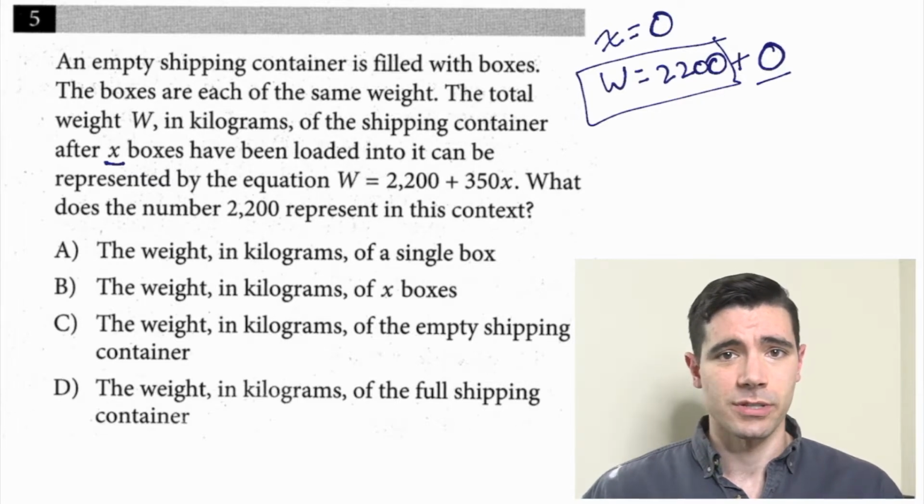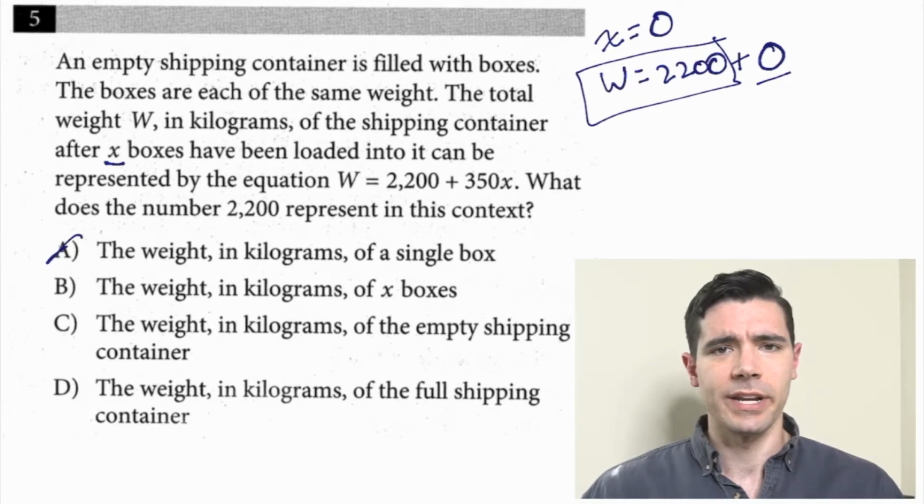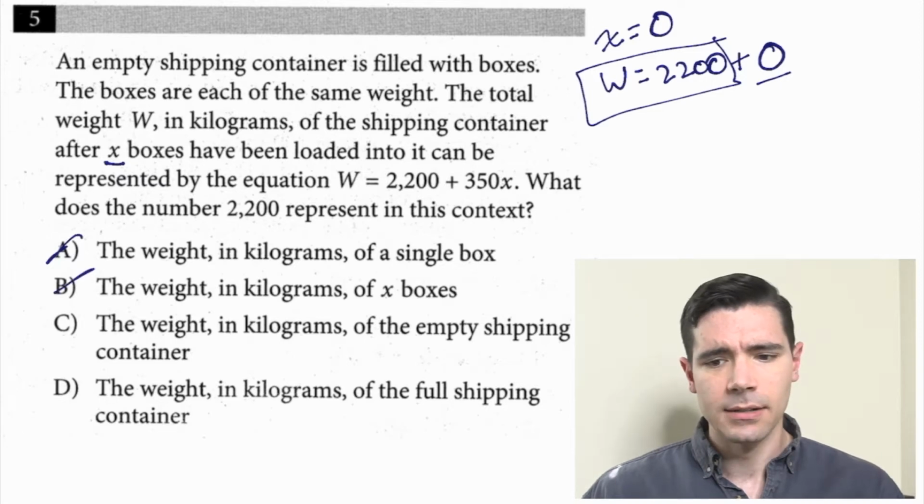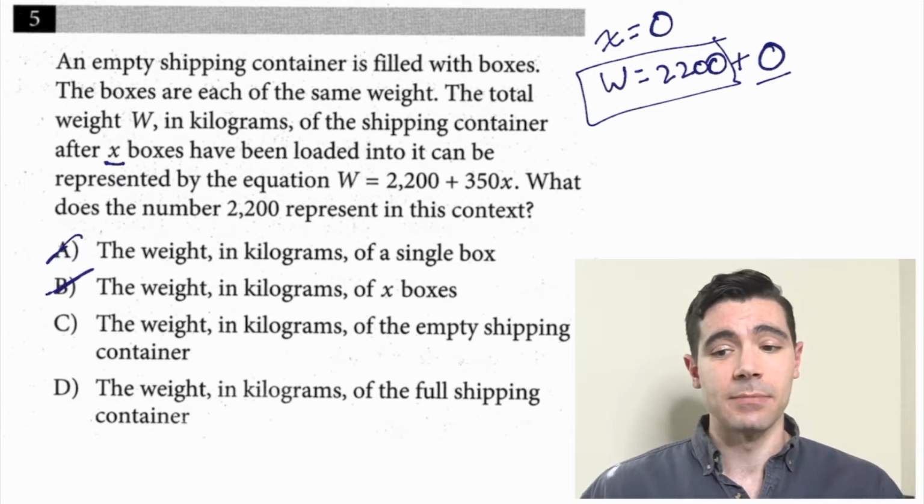So let's go to the answer choices. A says the weight of a single box. No, it's the weight when there are no boxes. B says the weight in kilograms of X boxes. No, it's not the weight of the boxes. C says the weight in kilograms of the empty shipping container. Totally, because when it's empty, there are 0 boxes.